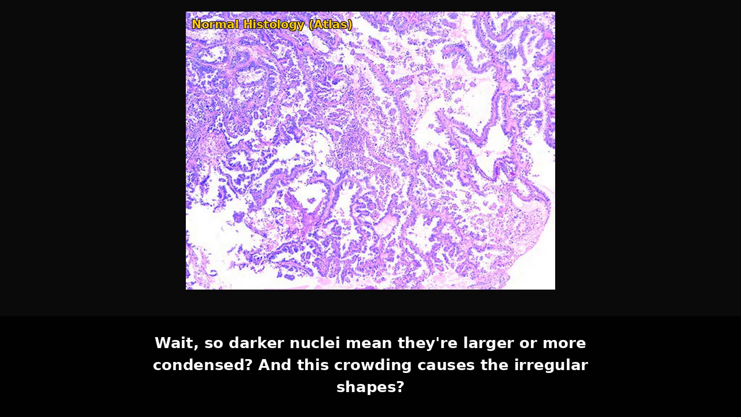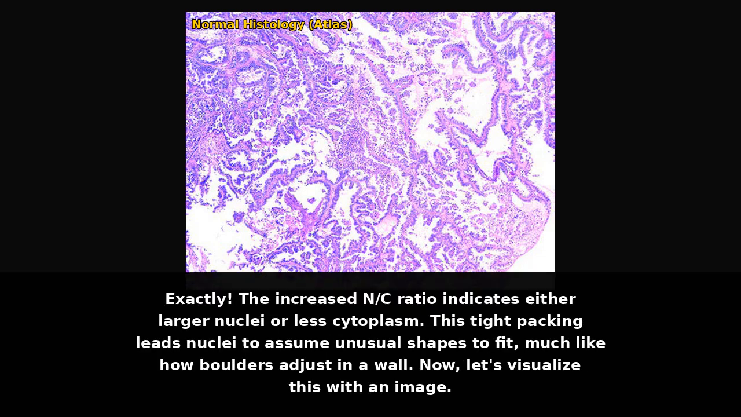And this crowding causes the irregular shapes? Exactly. The increased NC ratio indicates either larger nuclei or less cytoplasm. But this tight packing leads nuclei to assume unusual shapes to fit, much like how boulders adjust in a wall. Now, let's visualize this with an image.